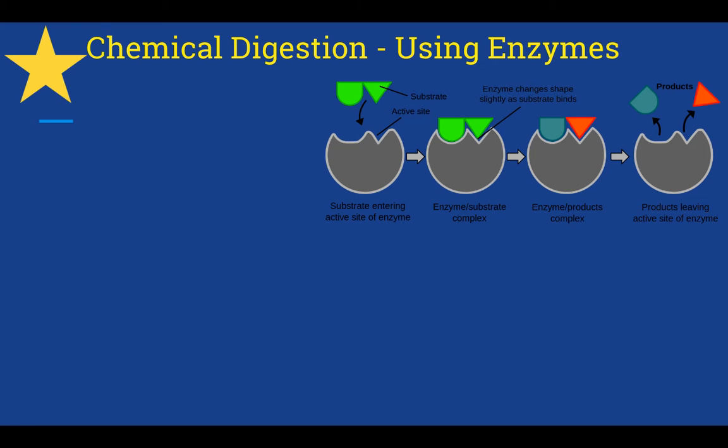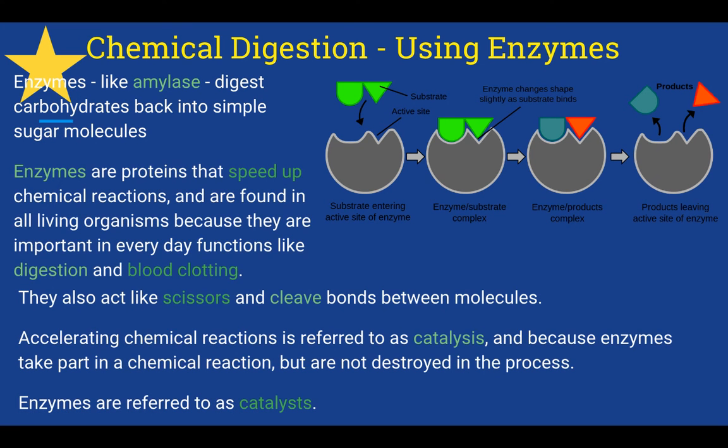It was gross. Okay. So chemical digestion, enzymes are used like amylase, which is used to break up starches. Enzymes are used to digest molecules back into their simple building blocks. Enzymes are proteins, often referred to as a biological catalyst, that speed up chemical reactions and are found in all living organisms because they are important in everyday functions like digestion and blood clotting and a million other things. They make your DNA, they help fight disease. They also act like scissors and cleave bonds between molecules.